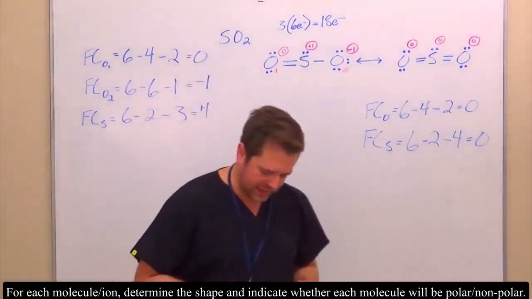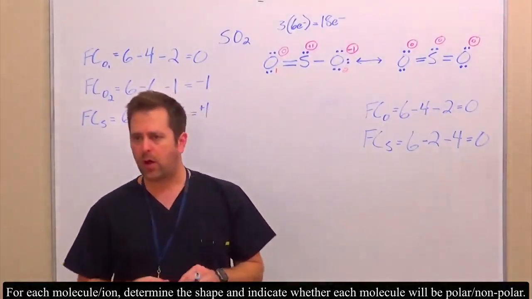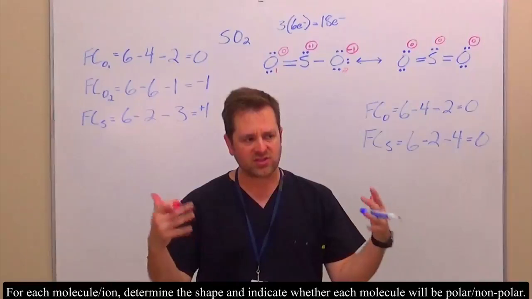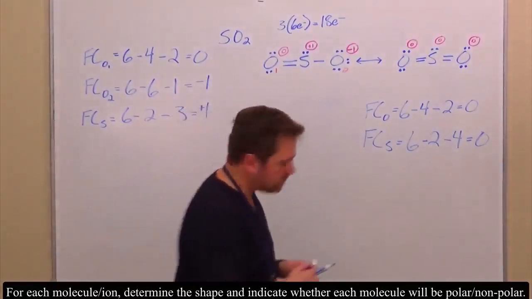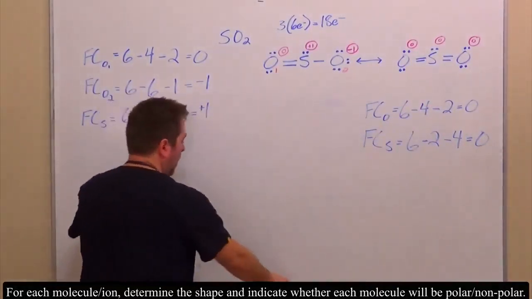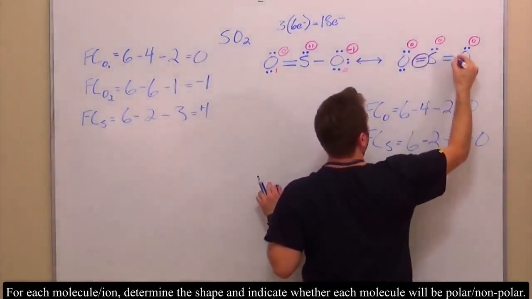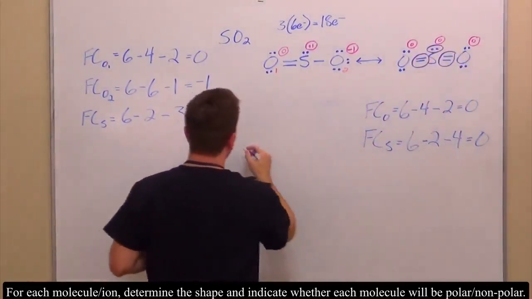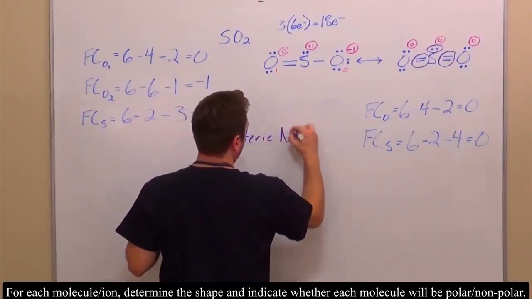Now, here's the kind of the catch. You have to know that double bonds and triple bonds and even single bonds, they all just count as one steric area or one steric number. So look what we have here. Here I'll use a different color. So here's the first steric number for sulfur, here's the second, and then we can't forget about the lone pairs. So we would say its steric number is 3.